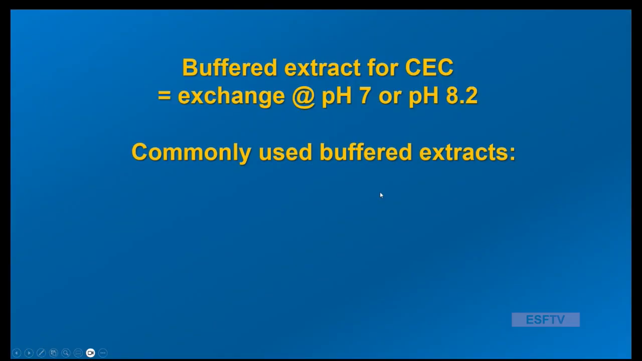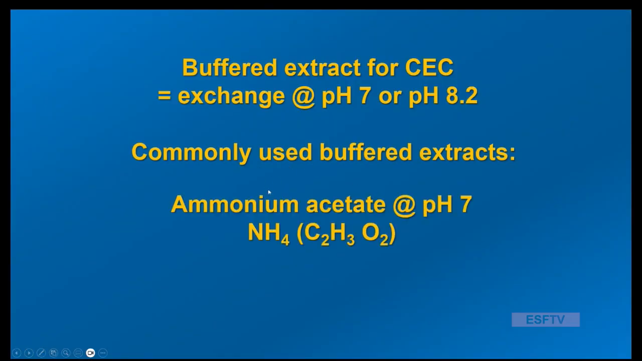Commonly used buffered extracts. The most common one of them is ammonium acetate at pH 7. So here's ammonium, here's the acetate anion. Okay? That's one of the most common ones used in labs. We push it at pH 7. And as I said last week, if we want to compare a wide range of soils across the country at different pHs on the same basis to get their CEC, one simple way to do it is to push it at pH 7 and measure everything at that pH.